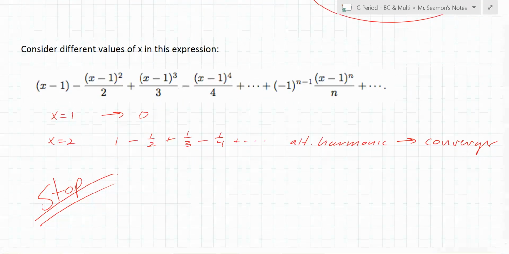So then we took a look at this right here. If we actually had one of these and we checked different values like x equals 1, when x equals 1, this whole thing summed to 0. But when x equals 2, what did we get? The alternating harmonic series, and it converged.